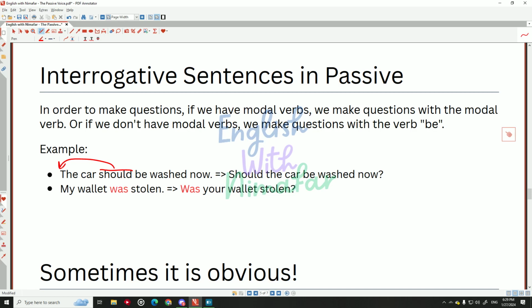My wallet was stolen. Here was my wallet. Here we change it to your, because it's actually another point of view. So, was your wallet stolen, and so on.